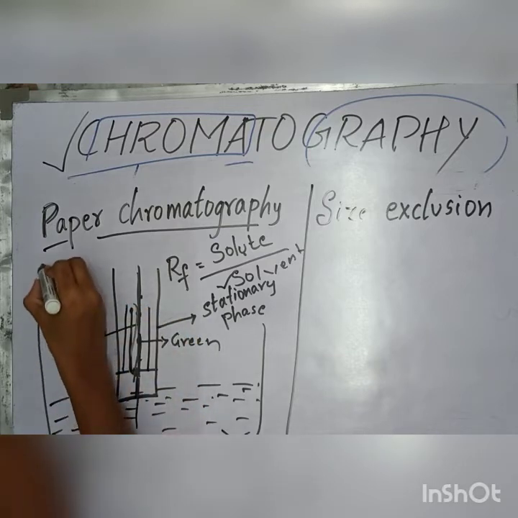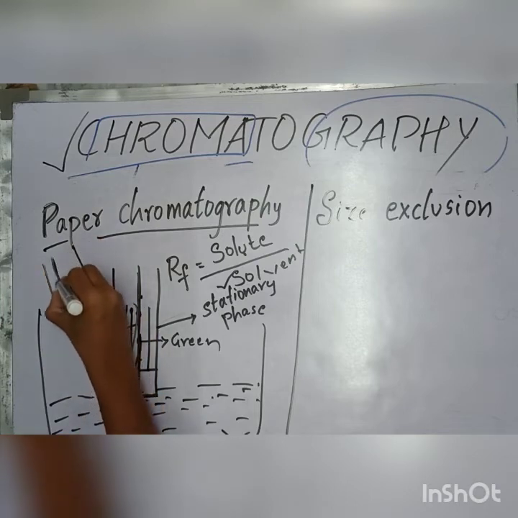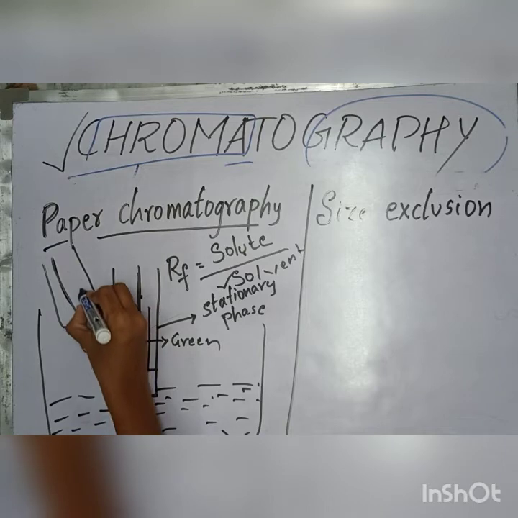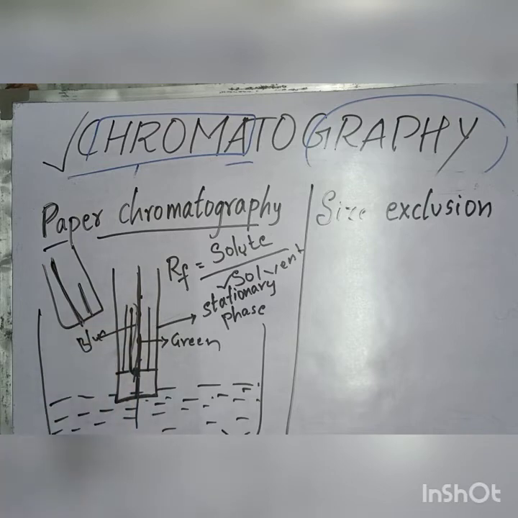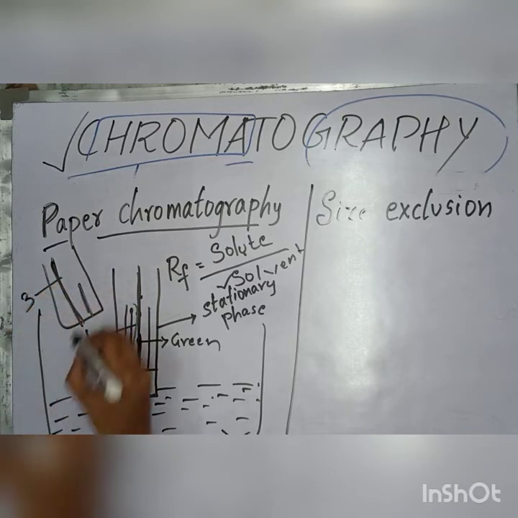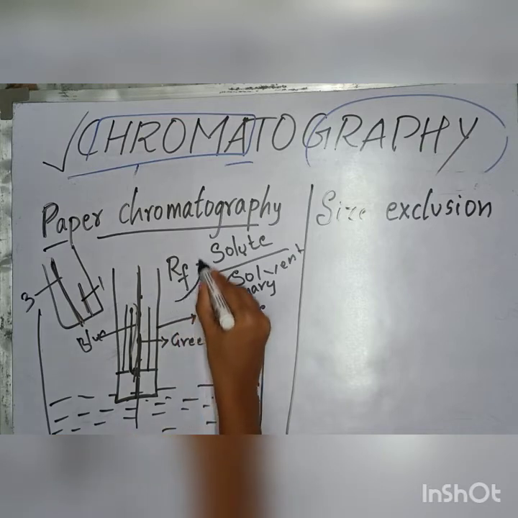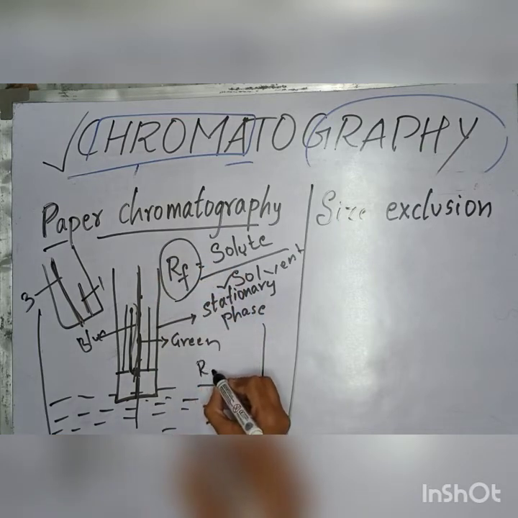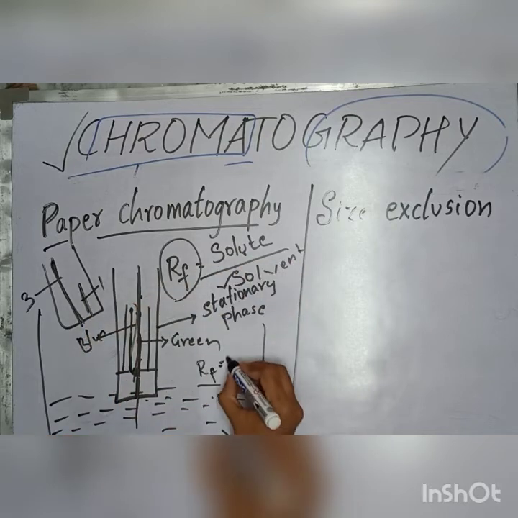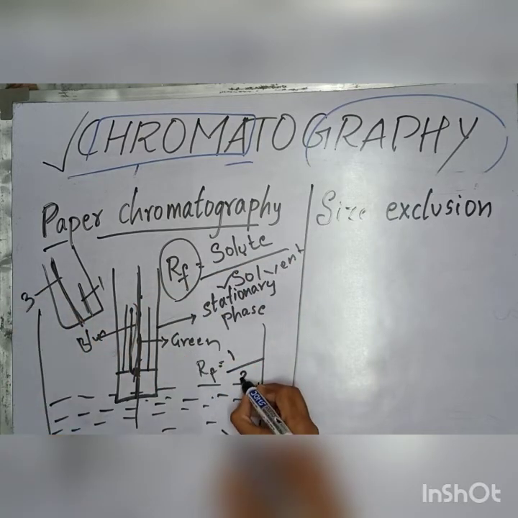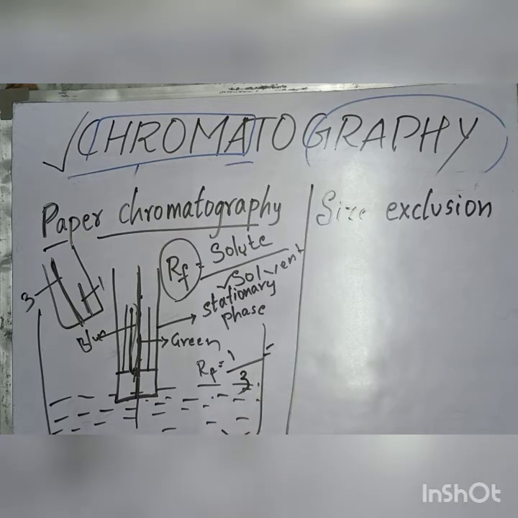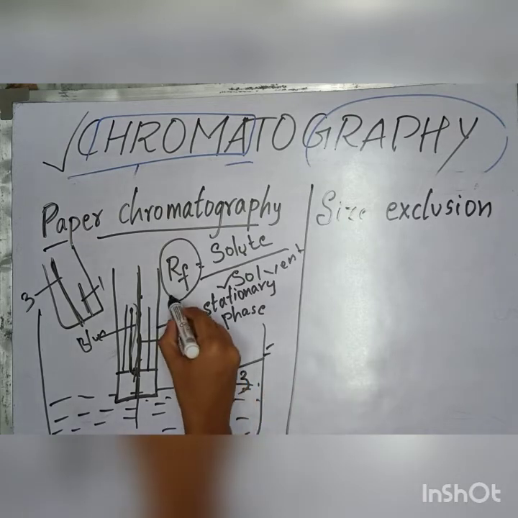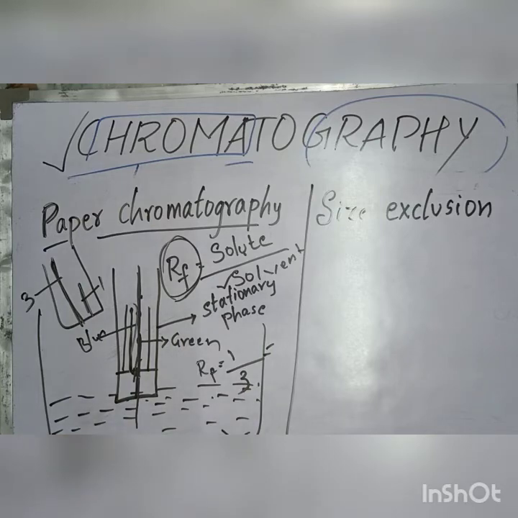Suppose this is the chromatographic paper and this is the distance traveled by the solvent and this is the distance traveled by the solute. Suppose you just consider it is 3 centimeters and this is 1 centimeter. Now how will we calculate the RF value? RF is equal to the distance traveled by the solute, 1, by the distance traveled by the solvent, 3, right? So ultimately the answer will be the RF value. By comparing the RF values with the standard RF values, we can identify the components. So this is about paper chromatography.